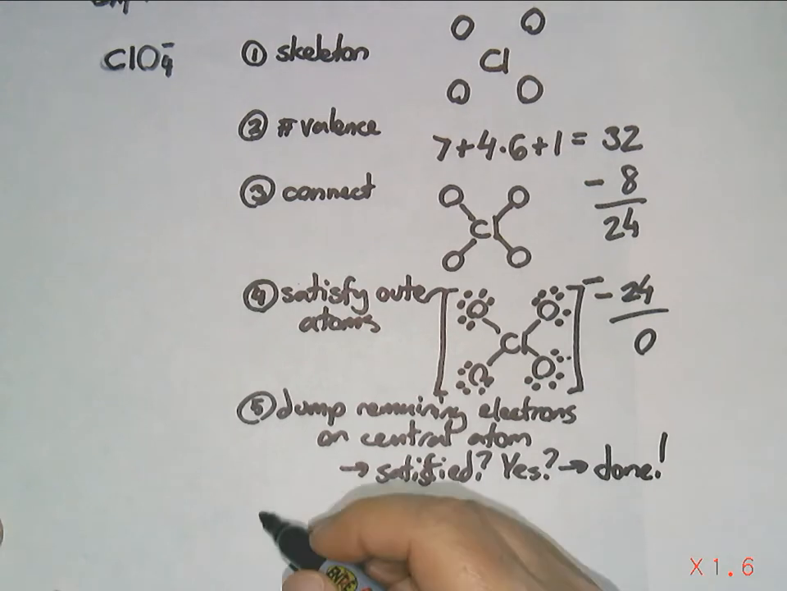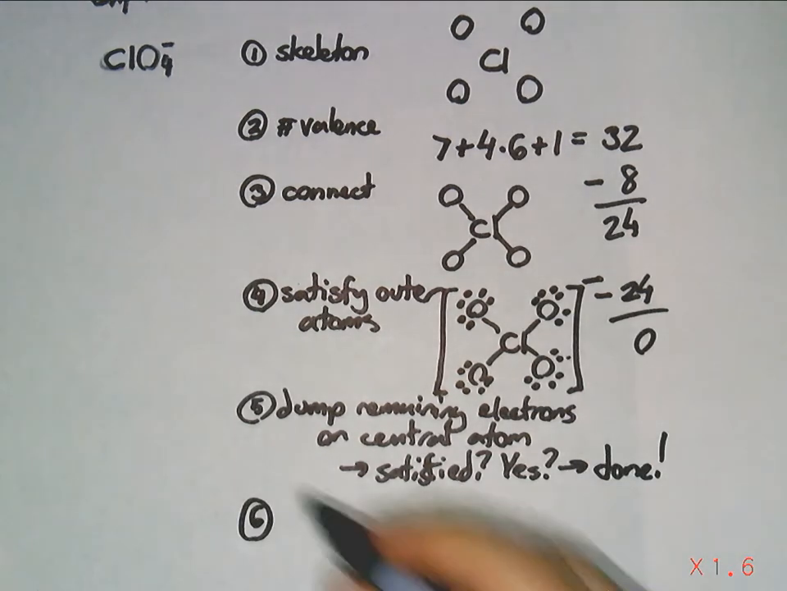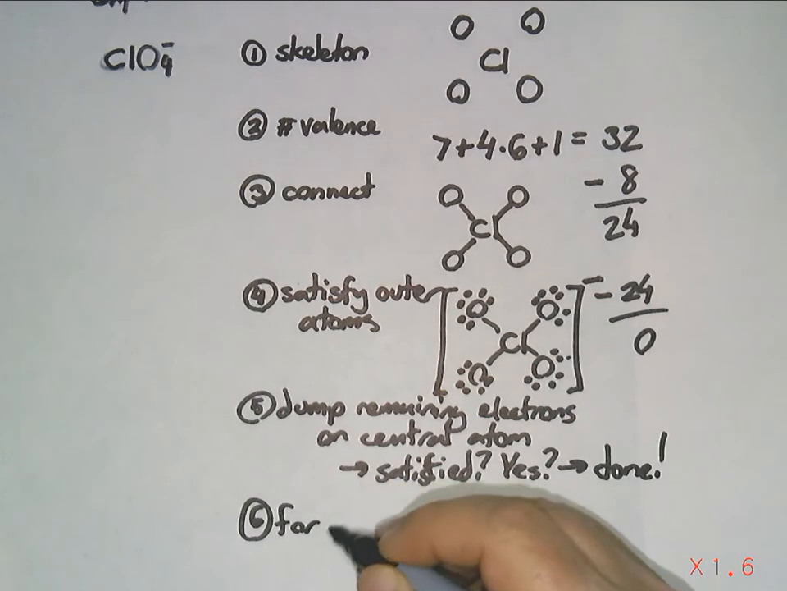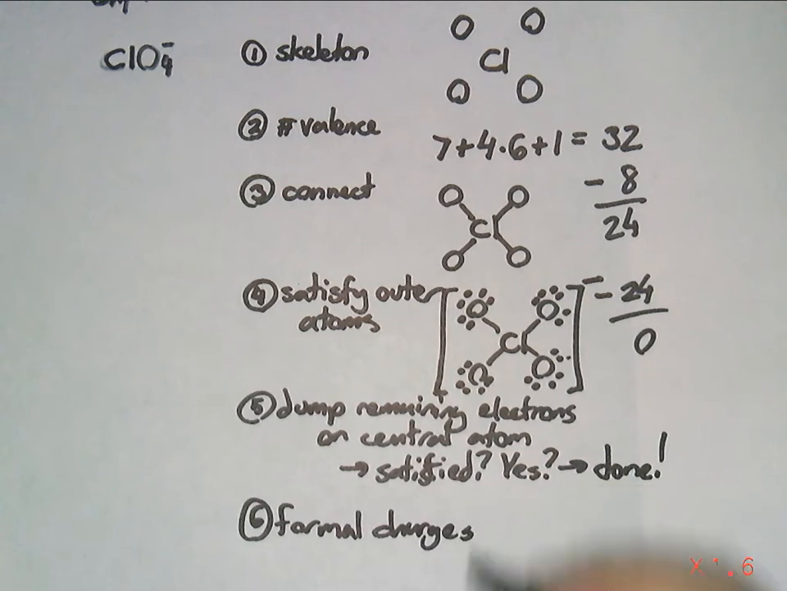If you're a student, you're always going to be applying step 6, even if it looks like you've got a good structure there and you're done. Step 6 is find the formal charges. You always got to check those. So let's check them here. And we'll see that there's a problem with this structure when we do.